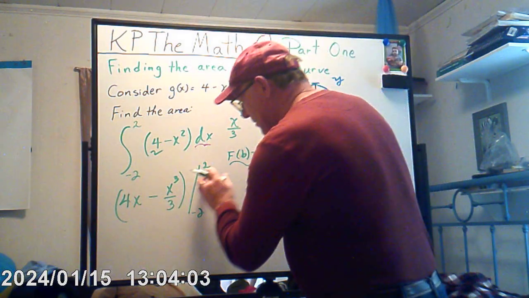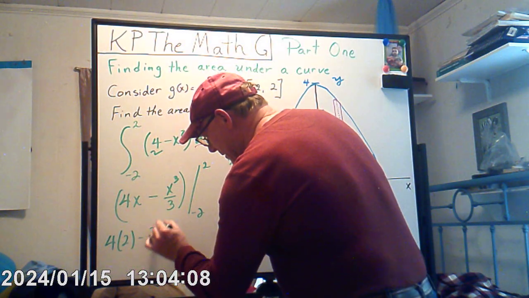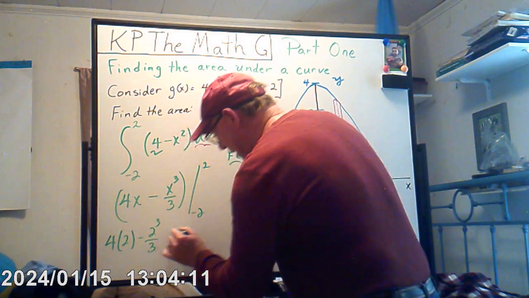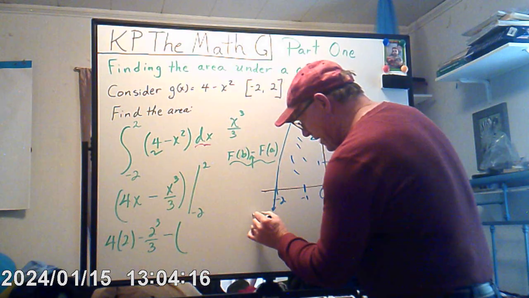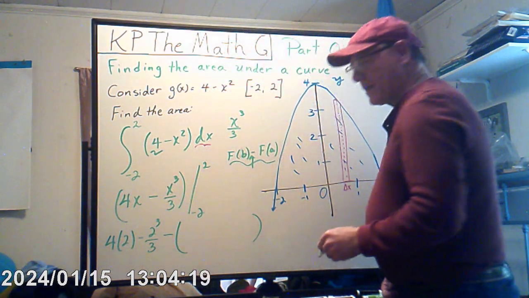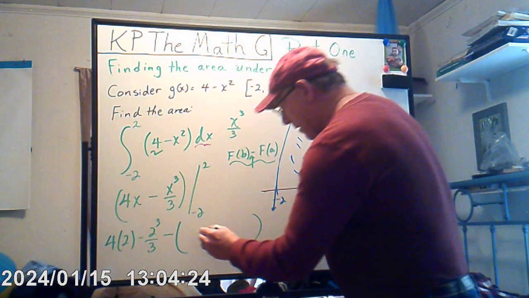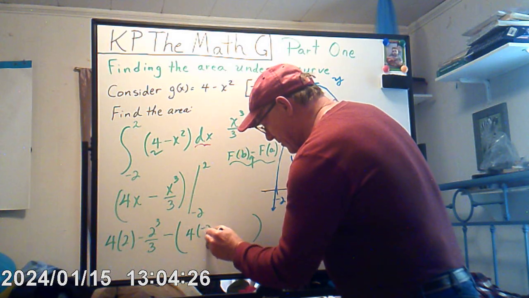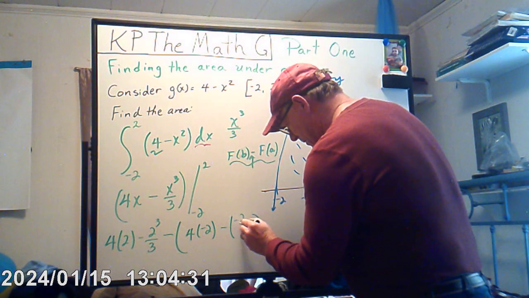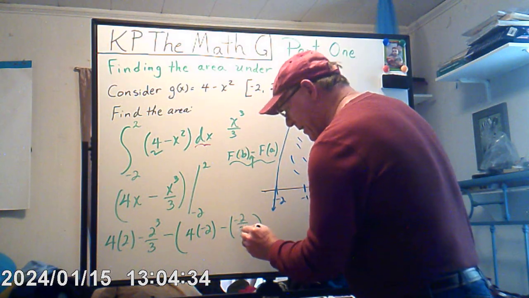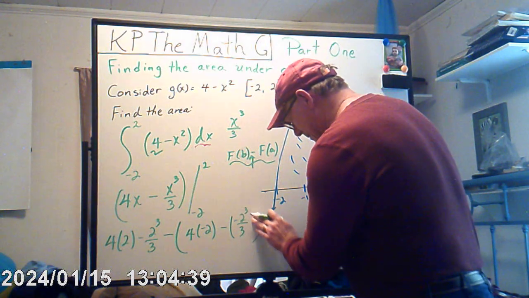So we're going to plug in the 2. So 4 times 2 minus 2 cubed over 3. See that minus sign right there? Parentheses automatically, because I have more than one term. I'm going to have parentheses around that at all times when I have more than one term. Now 4 times -2 minus (-2) cubed over 3, like that.